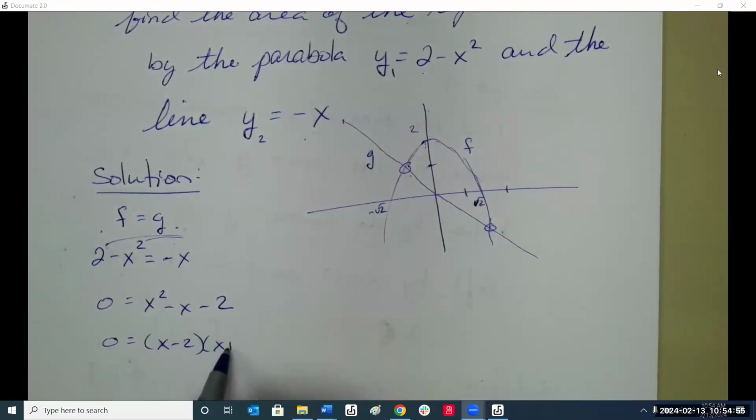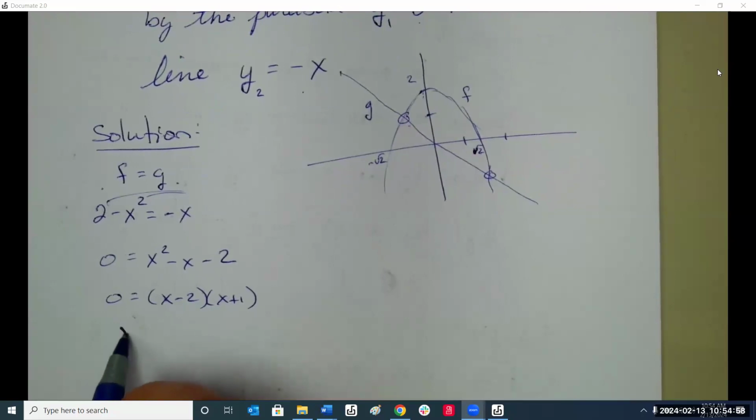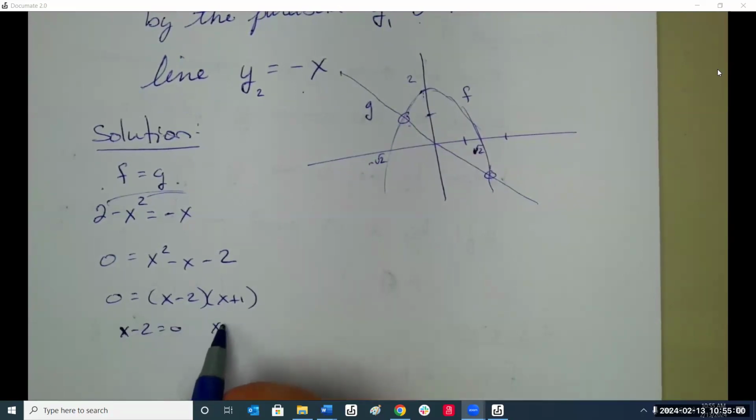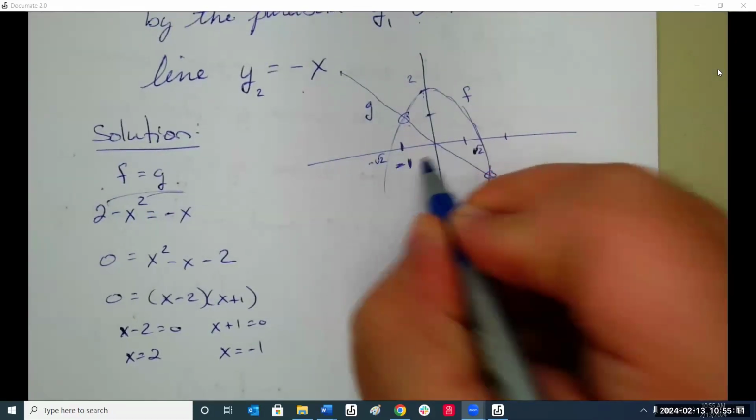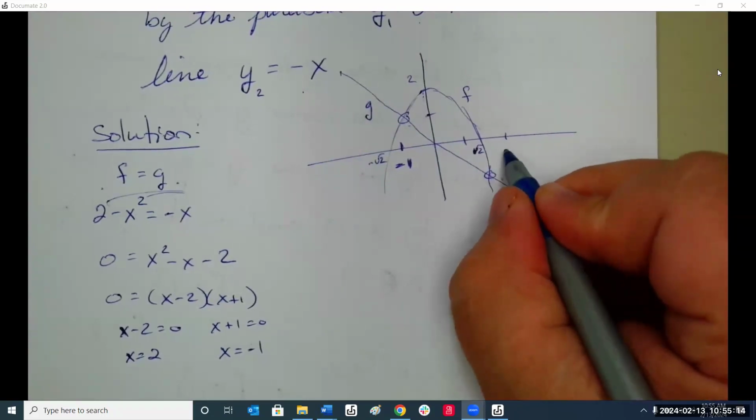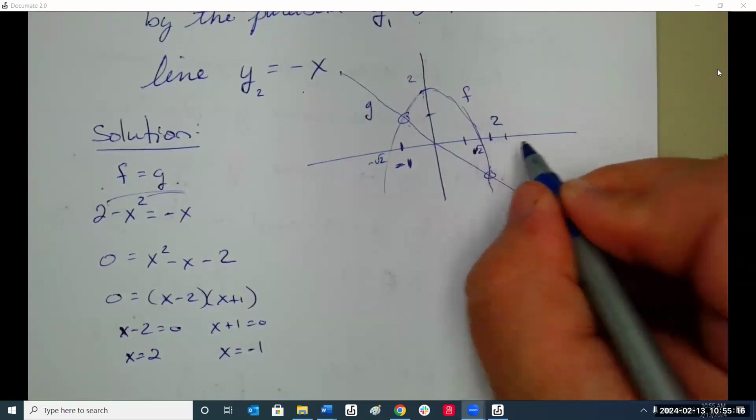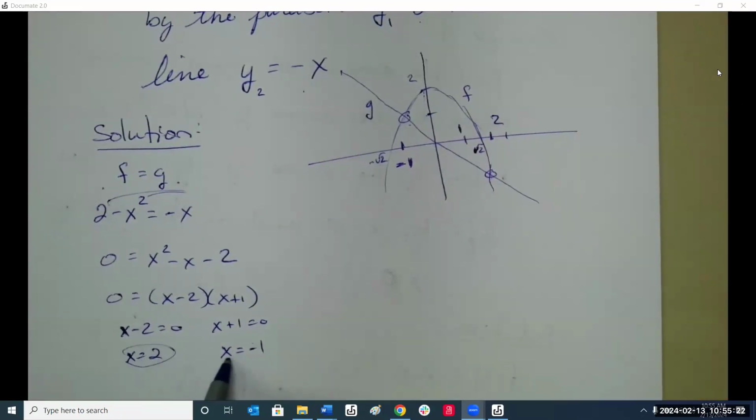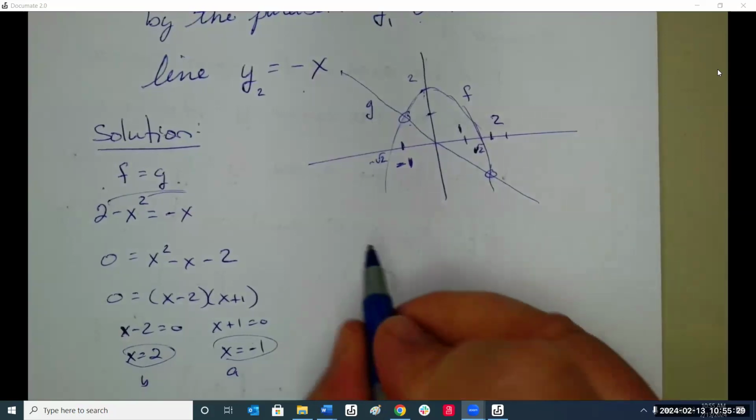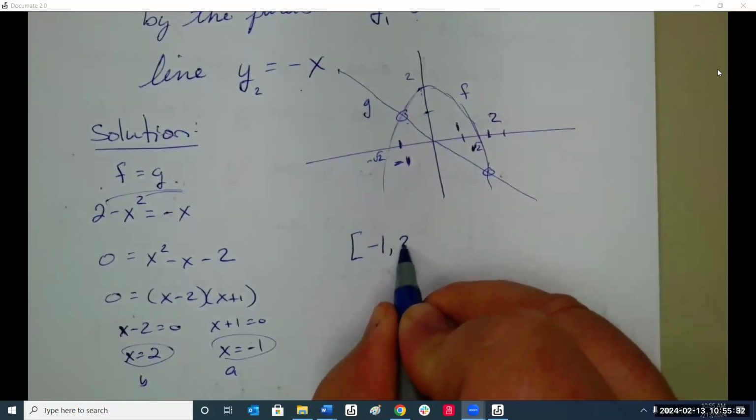x minus 2, x plus 1. Set them equal to 0. So our x-intercepts occur at negative 1 and 2. That's where they intersect. So this will be our a, and that's our b. So our closed interval will be from negative 1 to 2.